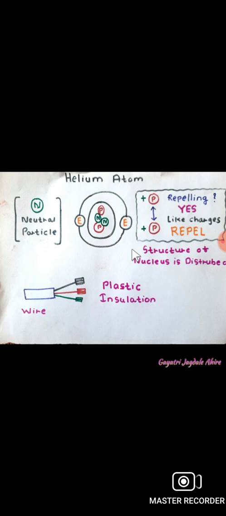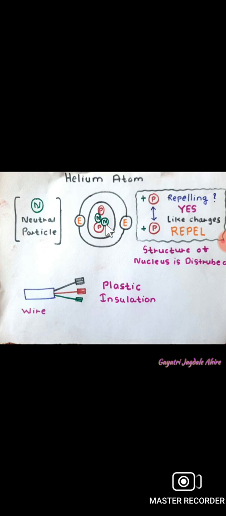Can you guess something? Well, here comes the part of neutrons. As I told you, neutrons are electrically neutral particles. There are 2 neutrons in the helium nucleus. These 2 neutrons come into action and separate this positive proton.